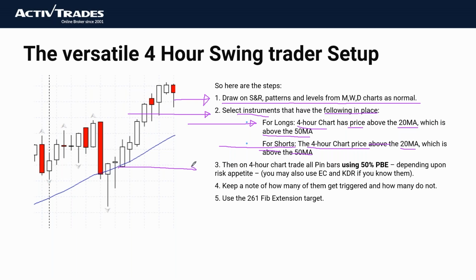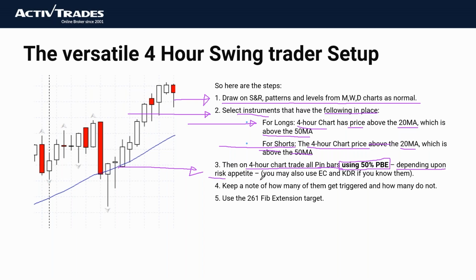Then what we're looking to do on the 4-hour chart is, to start with, just trade all of the pin bars that are there in the direction of our environment, whether it be a longer environment or a short environment. And we will also use an aggressive 50% PBA pullback entry, which I'm going to explain in the next slide or two, depending upon your risk appetite.